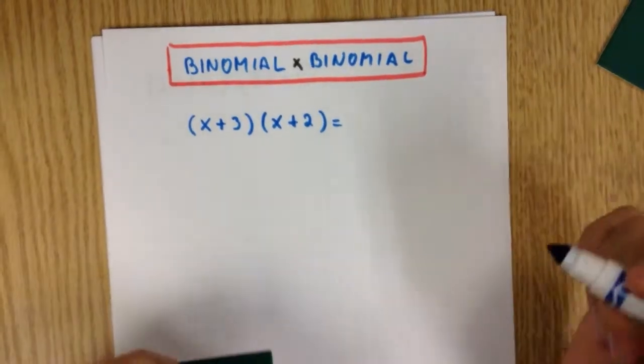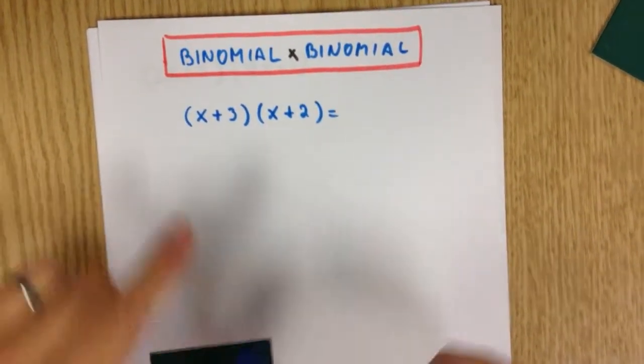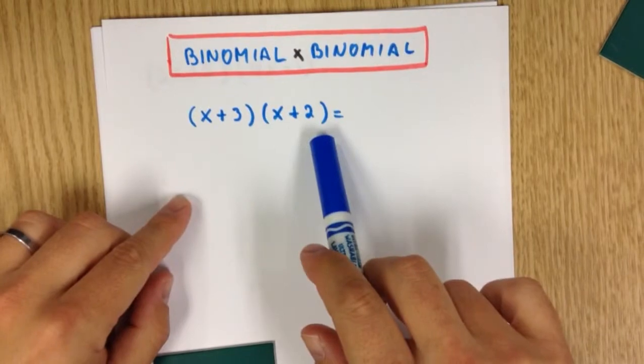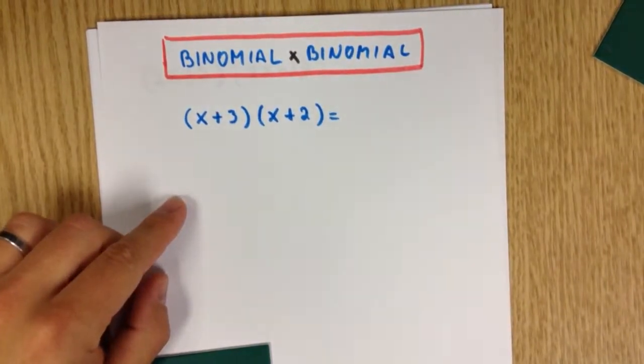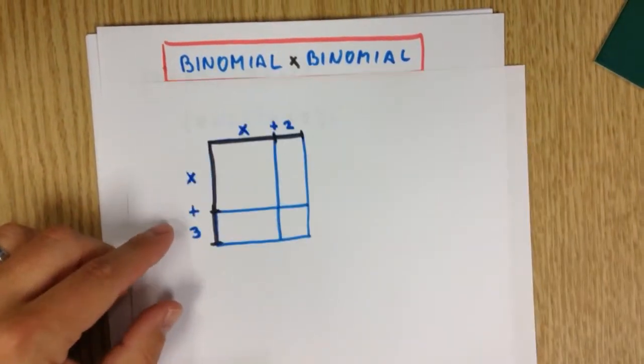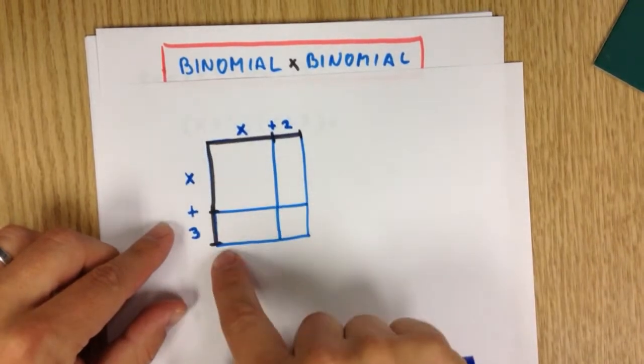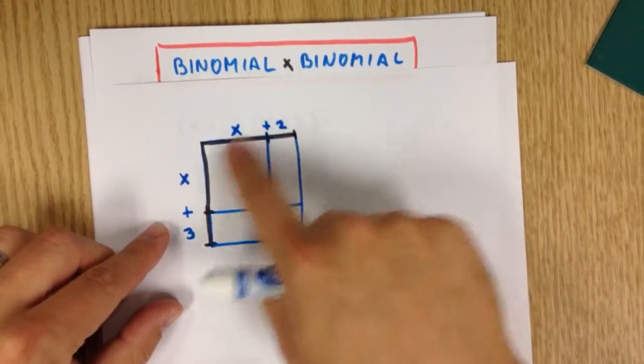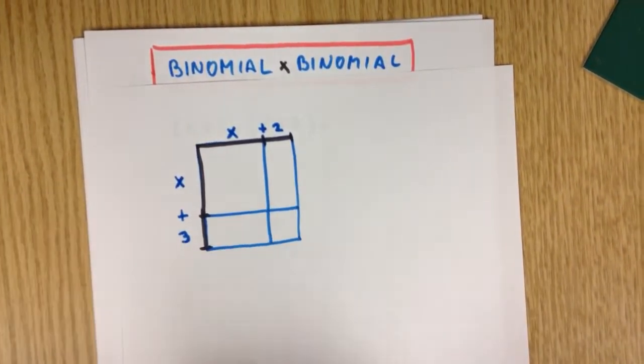Alright, multiplying a binomial times a binomial. If I have x plus 3 times x plus 2, what does it mean? Well, that's almost like saying you have an x plus 3 on one side and an x plus 2 on the other side, which makes a rectangle. How big is that area?